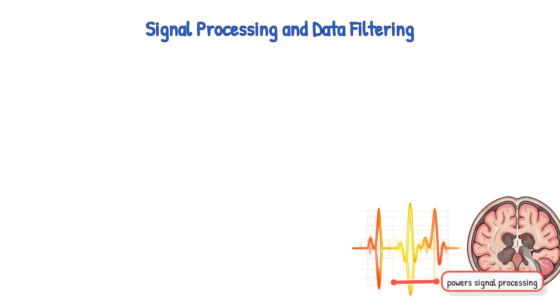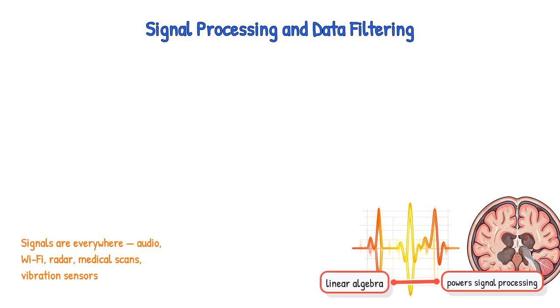Fourth, it powers signal processing. Signals are everywhere: audio, Wi-Fi, radar, medical scans, vibration sensors, and those signals are often noisy. Linear algebra helps isolate the important information from the clutter. For instance, engineers use matrix-based methods to compress images, filter noise from sensor data, and analyze patterns in communication signals.